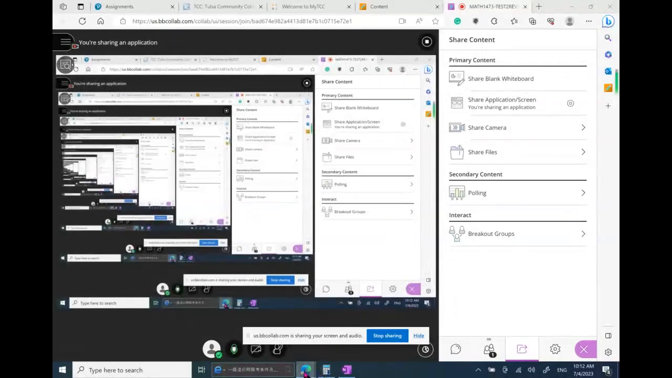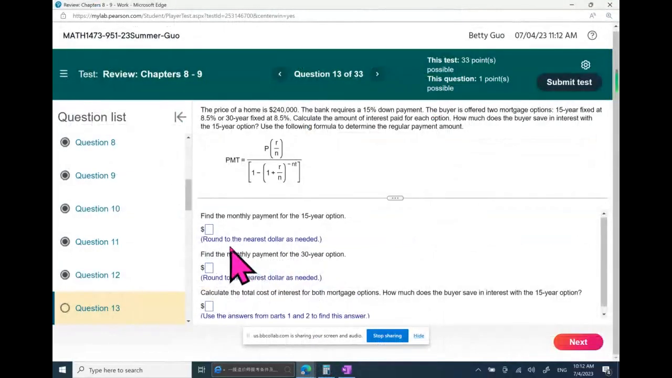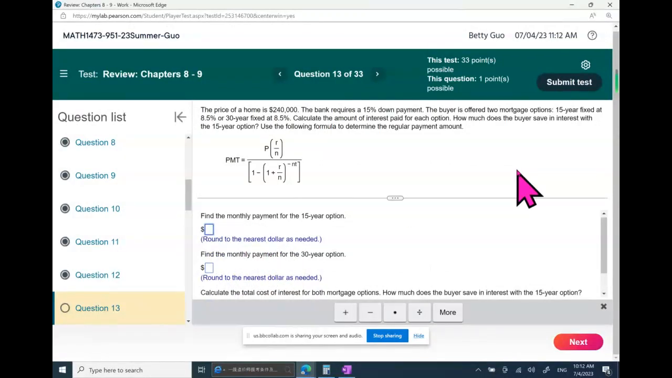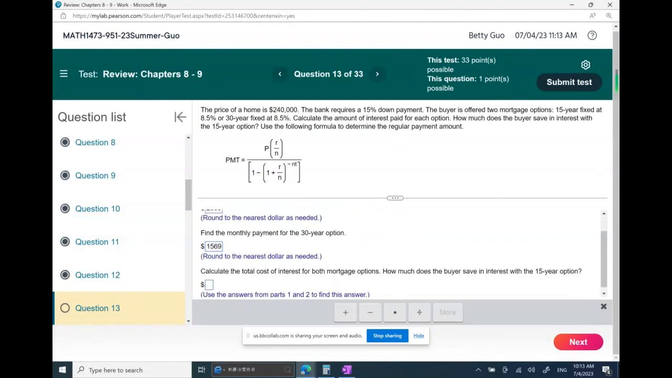Let's go back. I'm going to share the test. We have the information found, right? The monthly payment for the 15-year option rounded to the nearest dollar. So 2009. And find the monthly payment for the 30-year option, rounded to the nearest dollar. And that's gonna be 1569. Double check, 1569, and that one is 2009. Okay, so that's the first two parts.